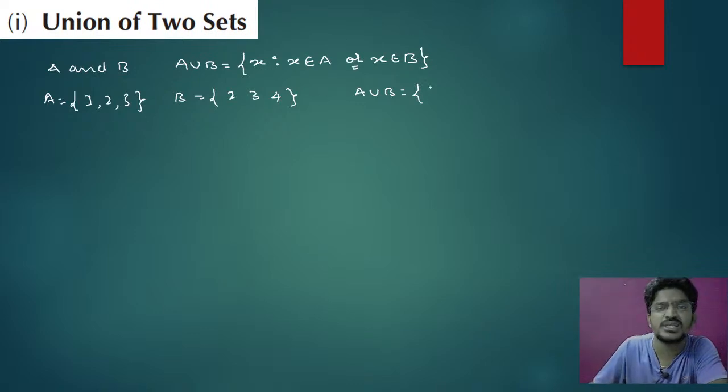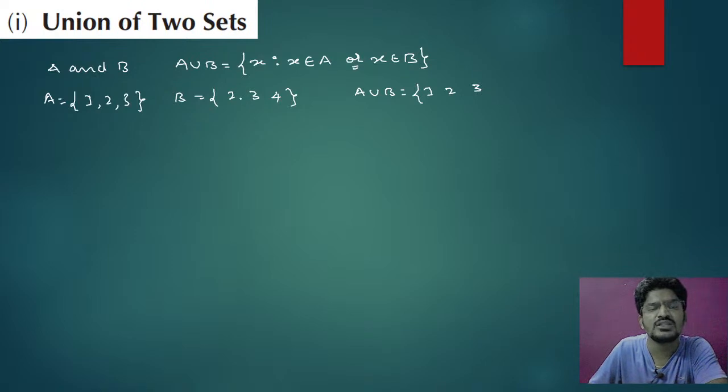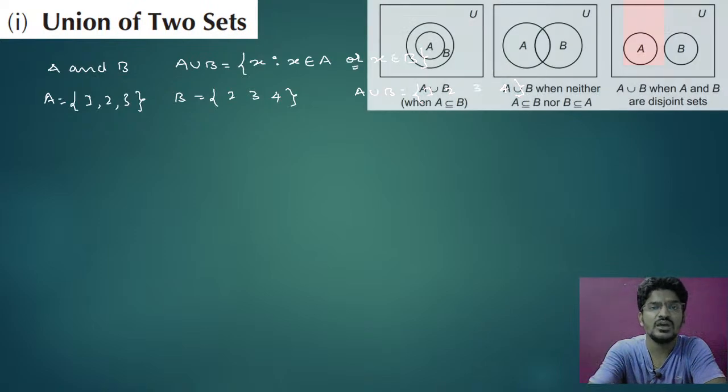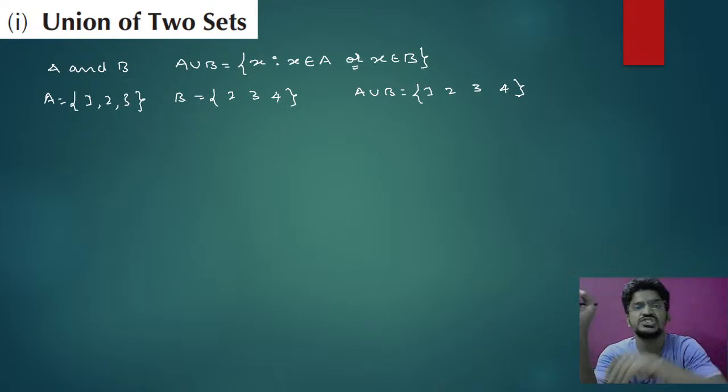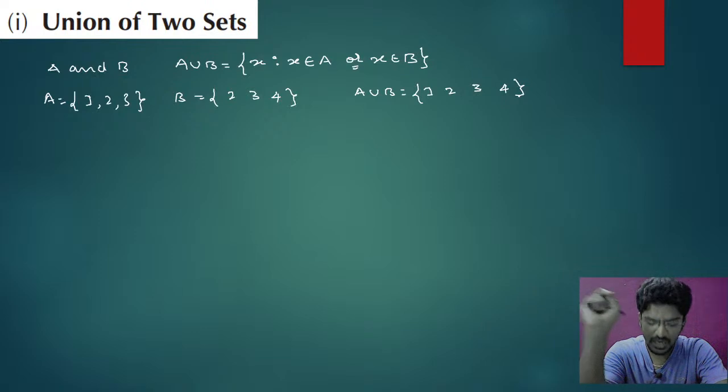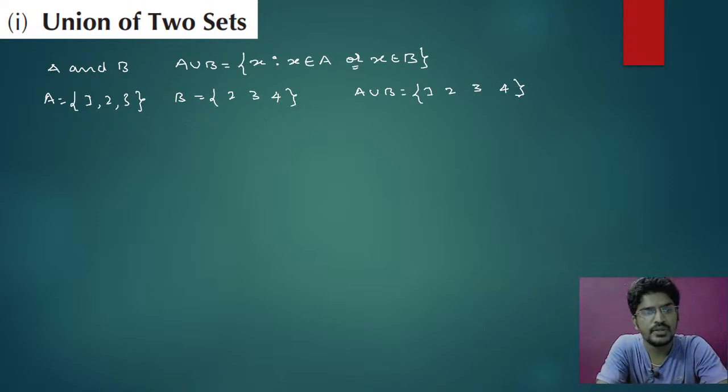So see here, 1 is present in A, I can write this. 2 is present in A, I can write. 3 is present in A, I can write. 2 and 3 are also present in B, but no problem, don't repeat them. Only extra term is 4. So this is going to be A union B. Clear? So what is A union B? A union B is the collection of X such that X belongs to A or X belongs to B. Clear? Okay, so now let us go for the next concept.